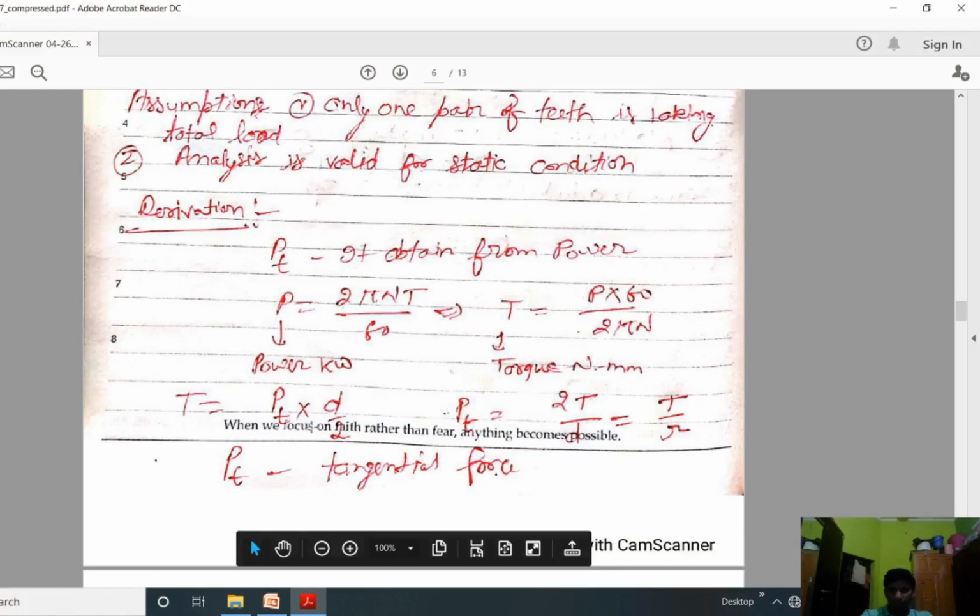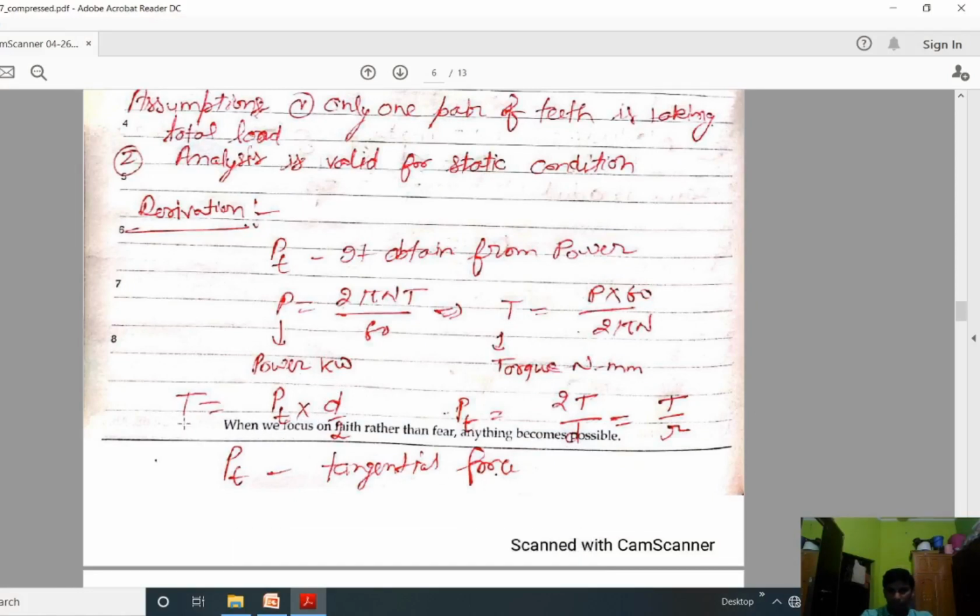Similarly, if we have to find out the tangential force and the torque is given, then we can easily find the tangential force. The formula for tangential force is 2T divided by D, or we can say T divided by R, the radius of the gear.